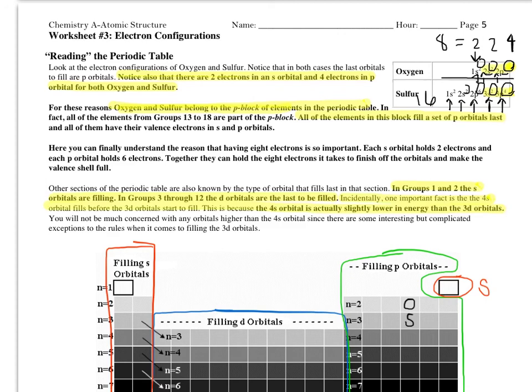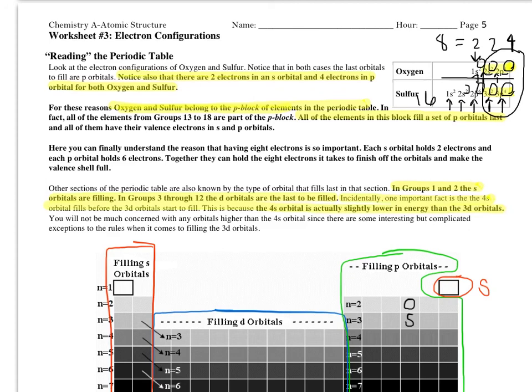Okay? Now, hopefully your paper's not quite as marked up as mine and you can actually see, but if you compare oxygen and sulfur, I want you to notice that the very end of their electron configurations have something in common. Okay? Oxygen's only goes out to 2. It only has 2 rings around its nucleus.